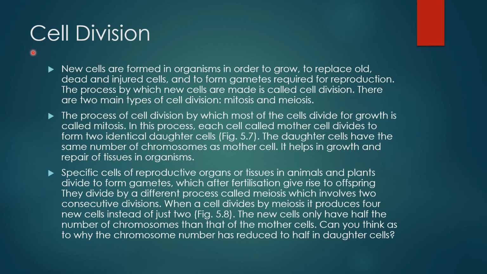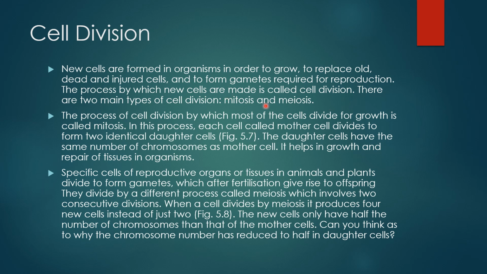So now let us talk about cell division. Cell division is a very important topic from exam point of view. Okay, so study this properly along with diagrams. See, new cells are formed in organisms in order to grow, replace the old ones, dead and injured cells, and to form gametes required for reproduction. Okay? So the process by which new cells are made is called cell division.